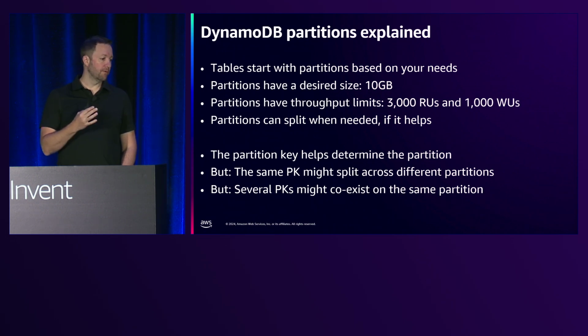And so with reads, each read unit is 4 KB. Eventually consistent is half that. So you could do 6,000 4 KB eventually consistent reads to a shelf. And 1,000 writes. Each write is a 1 KB chunk. So you could do 1,000 1 KB updates to your phone books. And partitions do split when needed for either the size or the throughput needs.